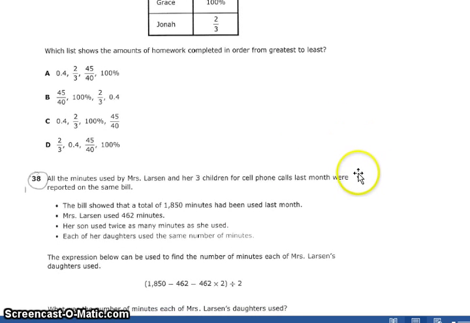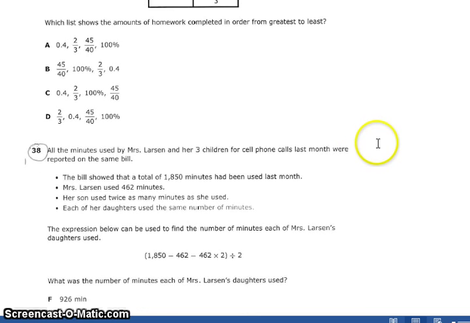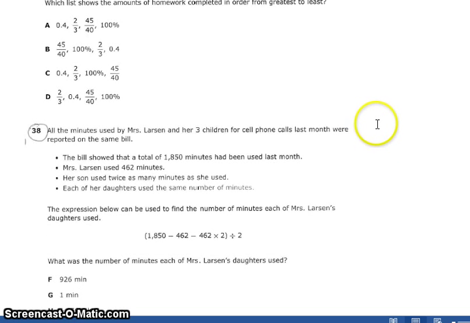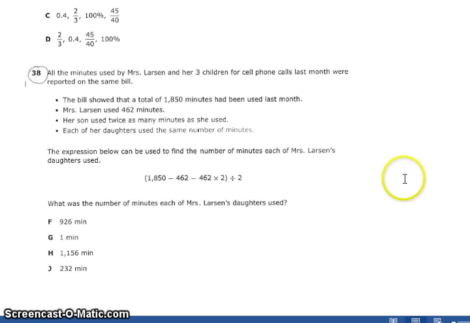All the minutes used by Miss Larson and her 3 children for cell phone calls last month were reported on the same bill. The bill showed that a total of 1,850 minutes had been used last month. Miss Larson used 462 minutes. Her son used twice as many minutes as she used. Each of her daughters used the same number of minutes. The expression can be used to find the number of minutes each of Miss Larson's daughters used.